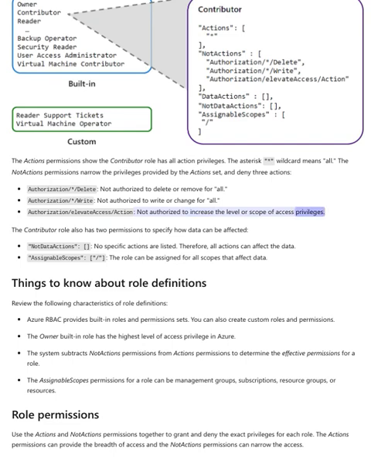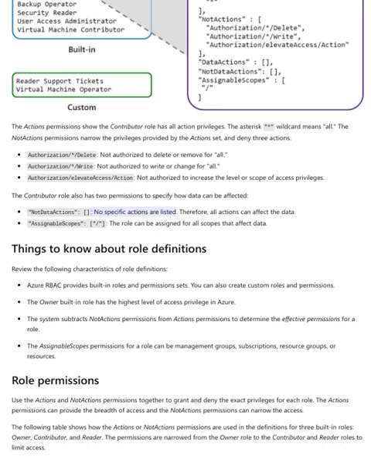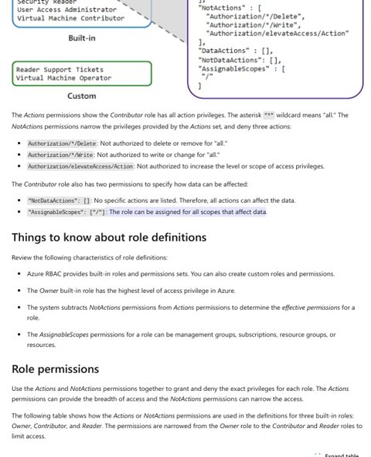The contributor role also has 2 permissions to specify how data can be affected. Not data actions: no specific actions are listed. Therefore, all actions can affect the data. Assignable scopes: the role can be assigned for all scopes that affect data.